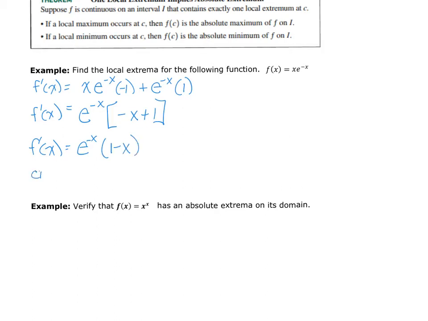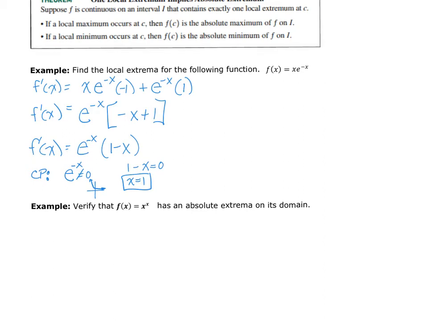So to find my critical points, I want to know where is this undefined, and it's never undefined, and where is this 0. So when does e to the negative x equal 0? That answer is never. Remember, that's the graph of e to the negative x. We have that asymptote. And when is 1 minus x equal to 0? We get x equals 1. So we only have one critical point. So that means that it's either an absolute max or an absolute min.